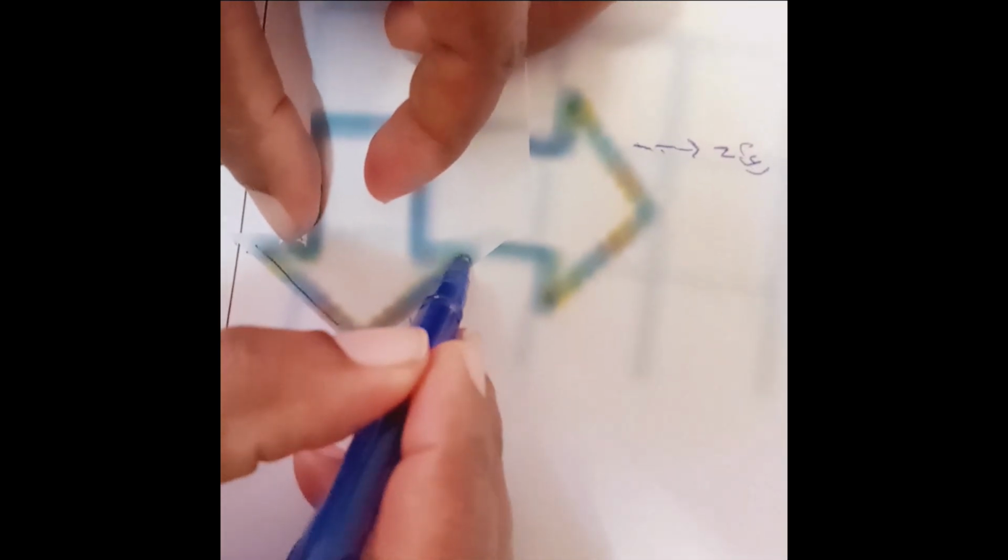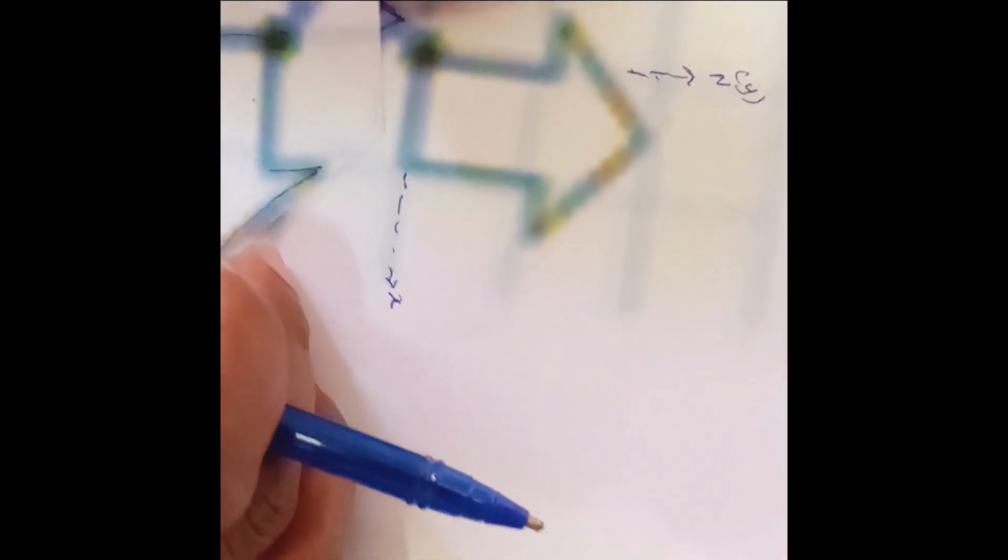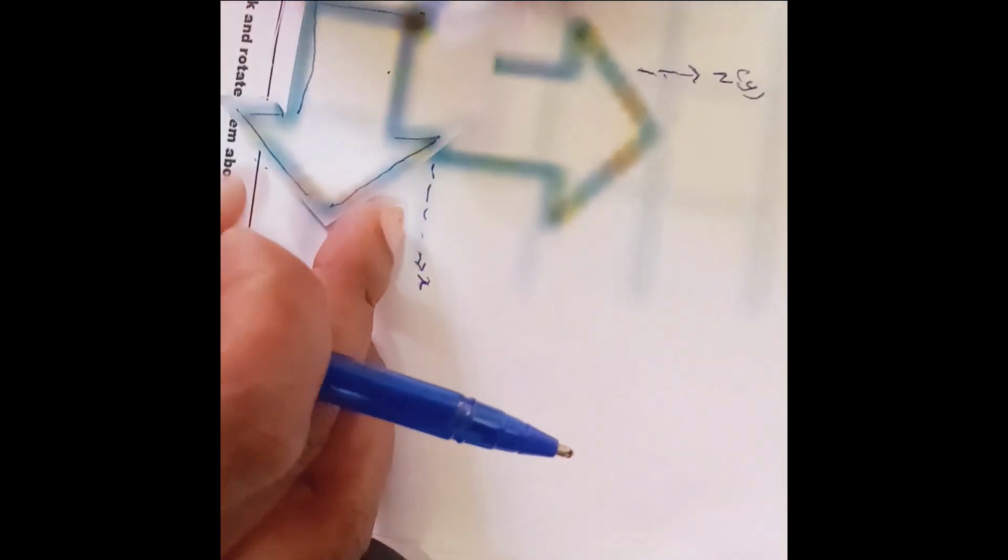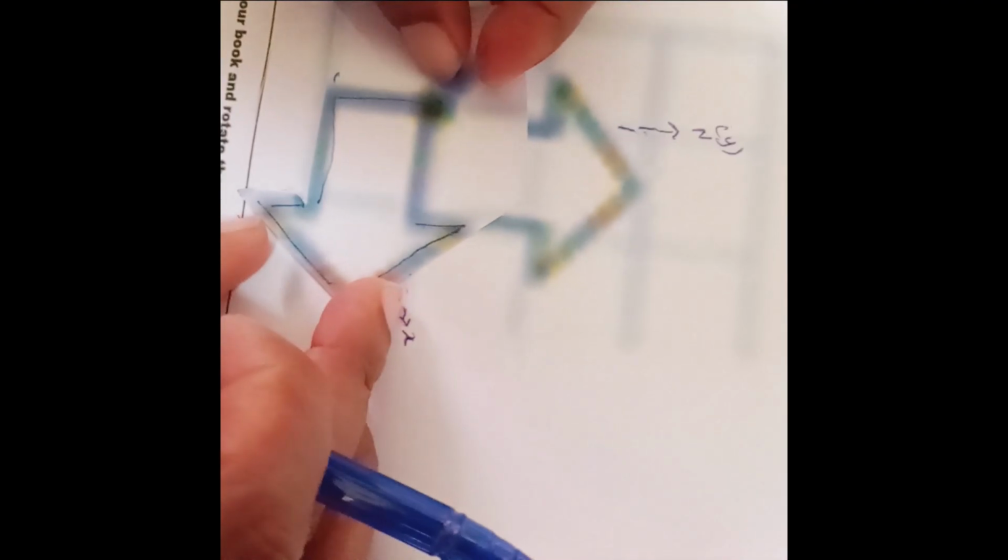So you see, this will be easy to do if we have a trace paper, because a trace paper is see-through, so we can see through the paper below.